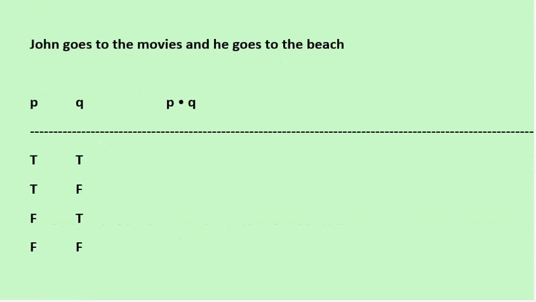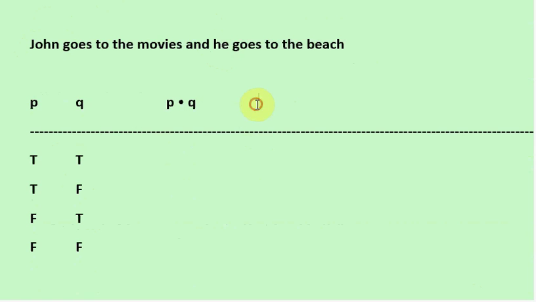Here we have the conjunction, John goes to the movies and he goes to the beach. So again, think of P as John goes to the movies and Q as he goes to the beach. But again, remember that we're not using the capital letter to represent each because these are specific ones. But think of P as John goes to the movies, and think of Q as he goes to the beach.